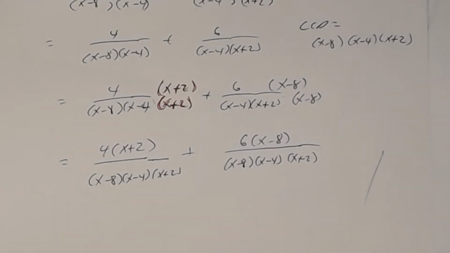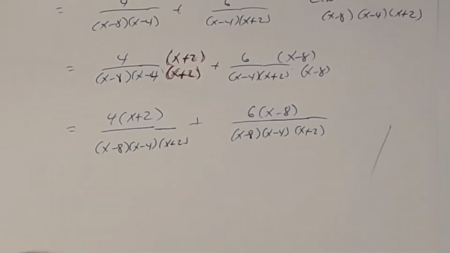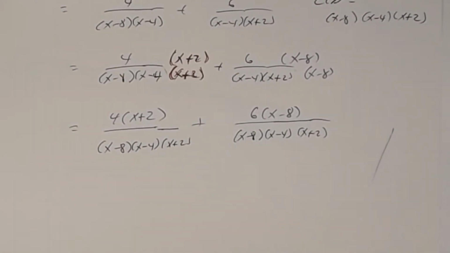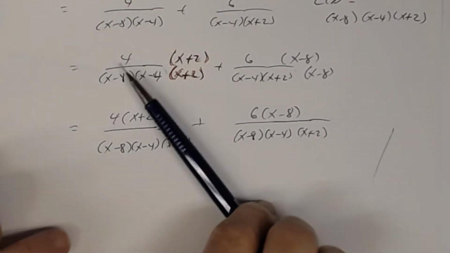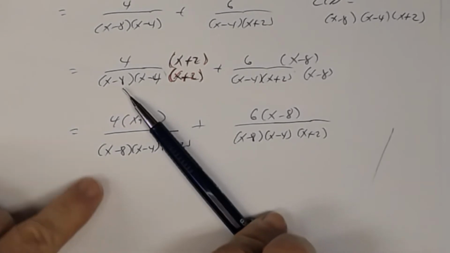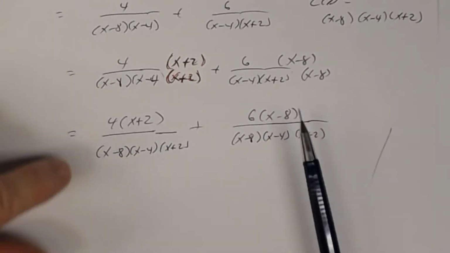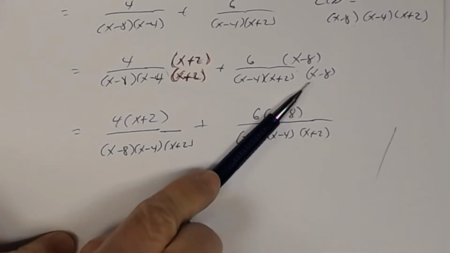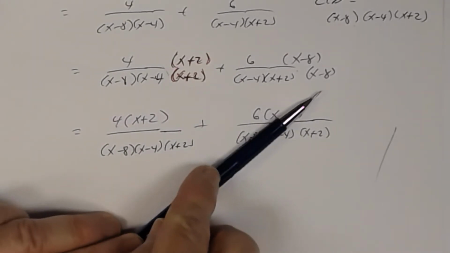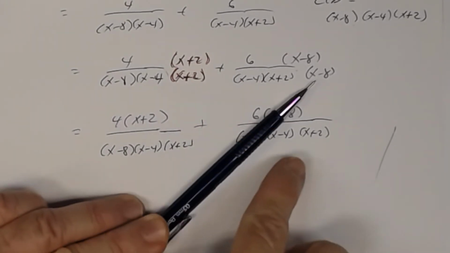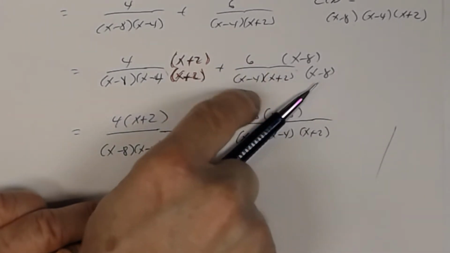Okay? And then notice you can always determine that you're doing this correctly because if you reduce the x plus 2's here, see, this right here is what you had right here. Okay? If you reduce the x minus 8's here, then you have 6 divided by x minus 4 times x plus 2, which is what this was.